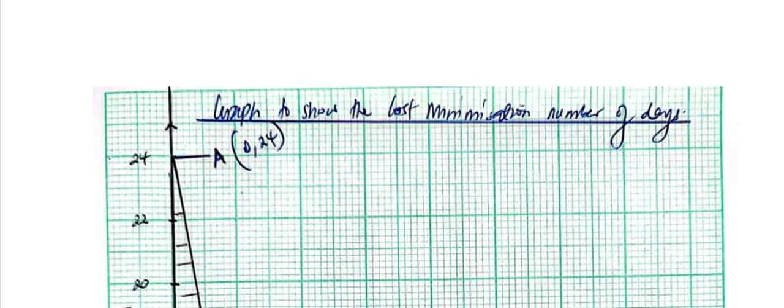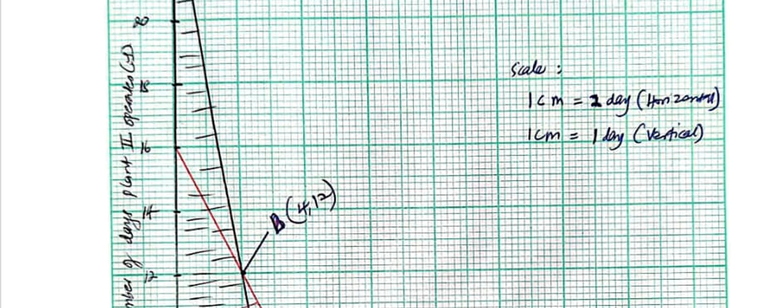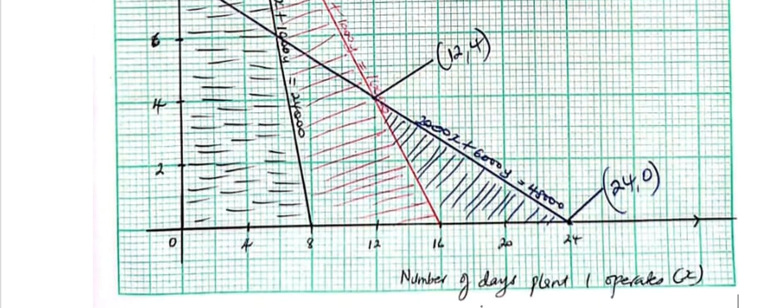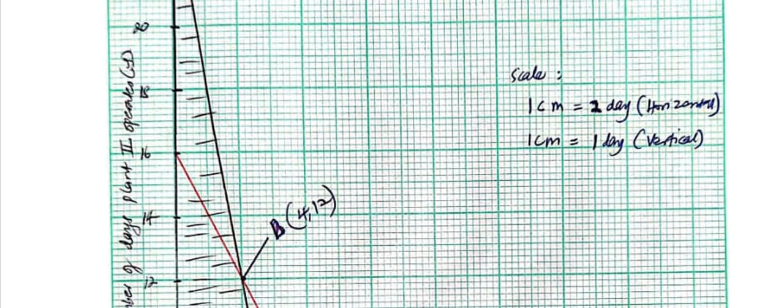So I have the graph here, which I've prepared. This is a graph to show the cost minimization number of days for plant 1 and then plant 2. I have the number of days plant 2 operates on the vertical axis, represented by y, and the number of days plant 1 operates on the horizontal axis, represented by x. I have my scale here: 1 centimeter equaling 2 days of plant 1 on the horizontal axis, then 1 centimeter equaling 1 day of plant 2 on the vertical axis.